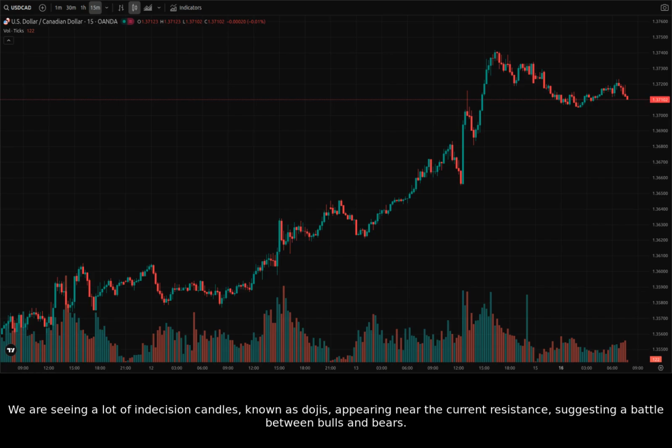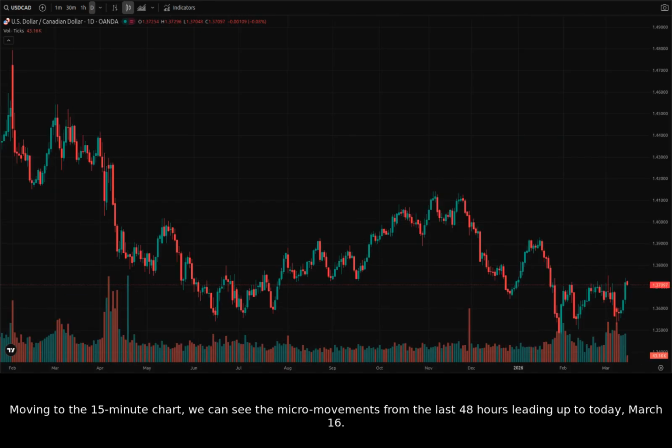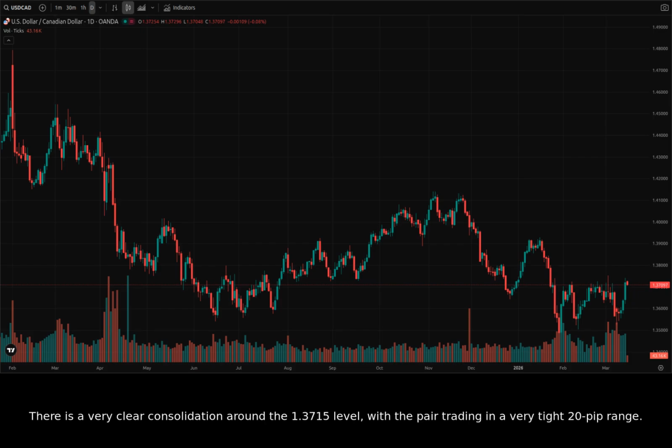We are seeing a lot of indecision candles, known as dojis, appearing near the current resistance, suggesting a battle between bulls and bears. Moving to the 15-minute chart, we can see the micro movements from the last 48 hours leading up to today, March 16th. There is a very clear consolidation around the 1.3715 level, with the pair trading in a very tight 20-pip range.